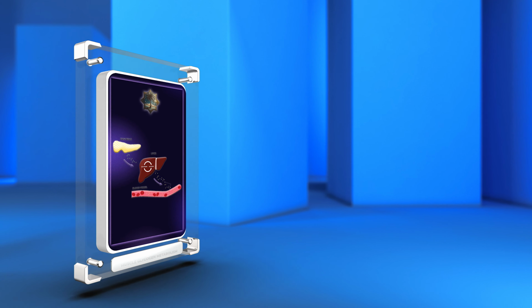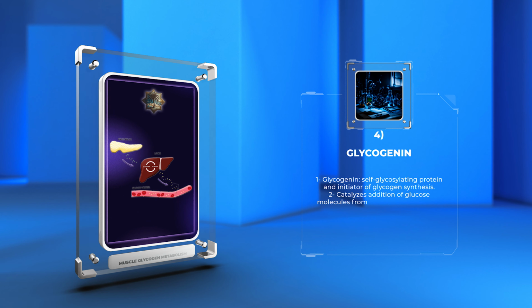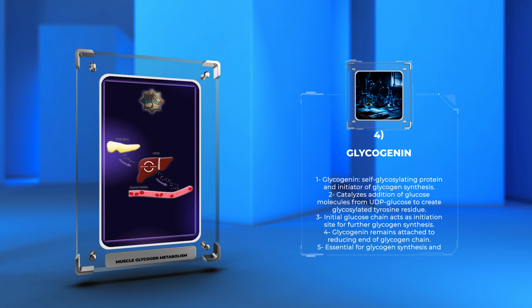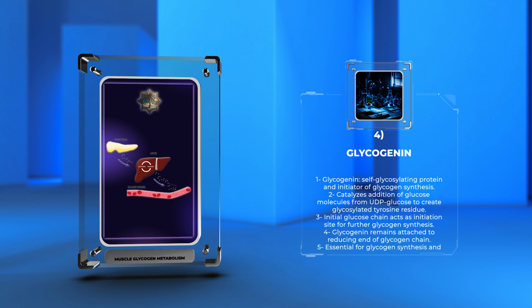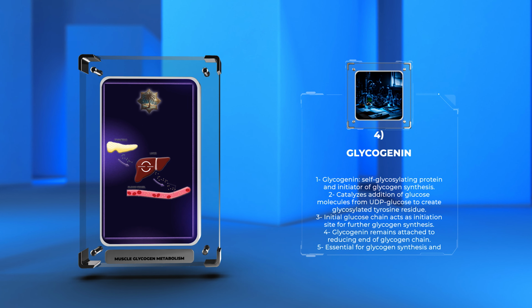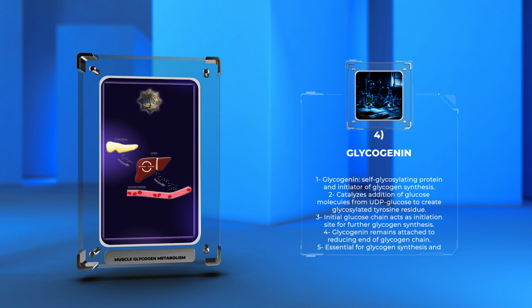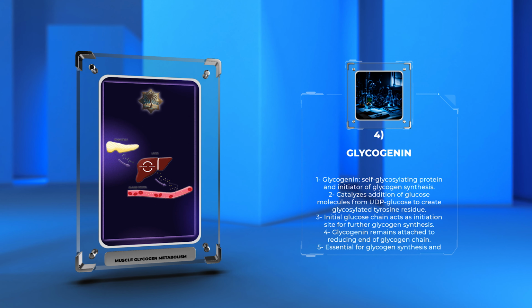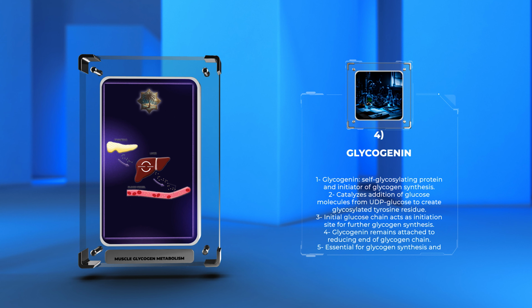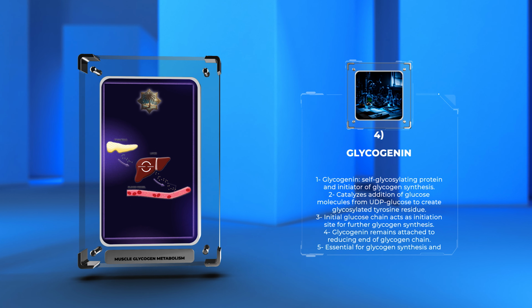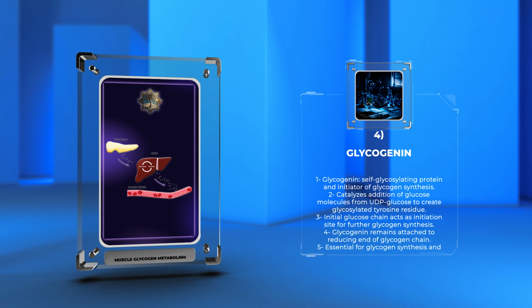Glycogenin, a unique self-glycosylating protein, plays a crucial role in initiating glycogen synthesis. It acts as the primer for glycogen synthesis by catalyzing the addition of several glucose molecules from UDP glucose to create a glycosylated tyrosine residue within its protein structure. This initial glucose chain acts as the initiation site for further glycogen synthesis, facilitating the growth of glycogen granules.